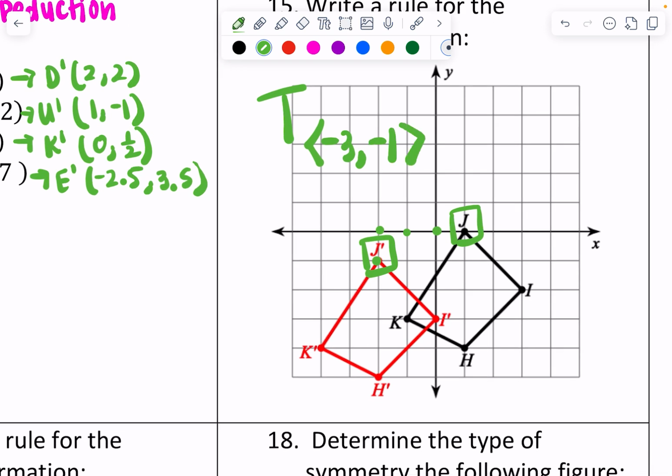Let's double check and make sure that that happened for I. We shifted over 1, 2, 3, down 1. Yep, that's how we got to I prime. Perfect. Awesome. Okay.